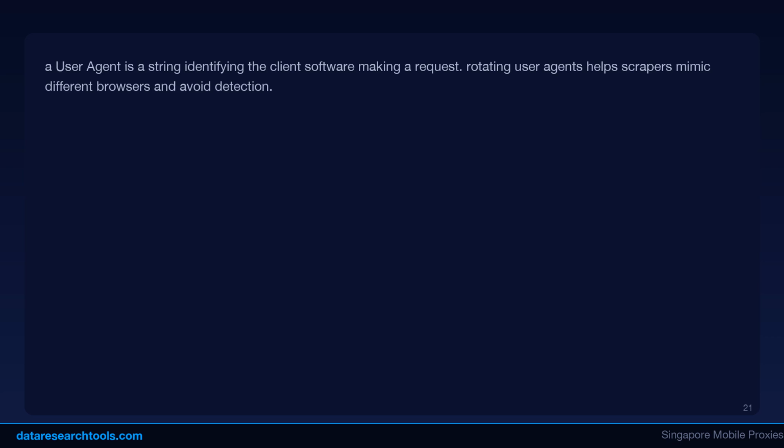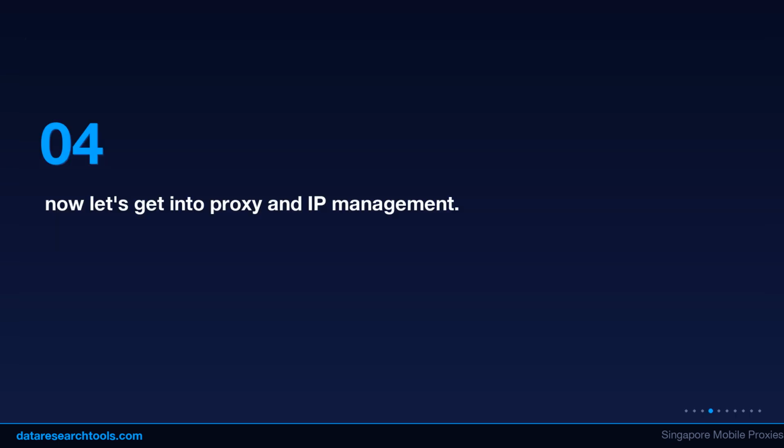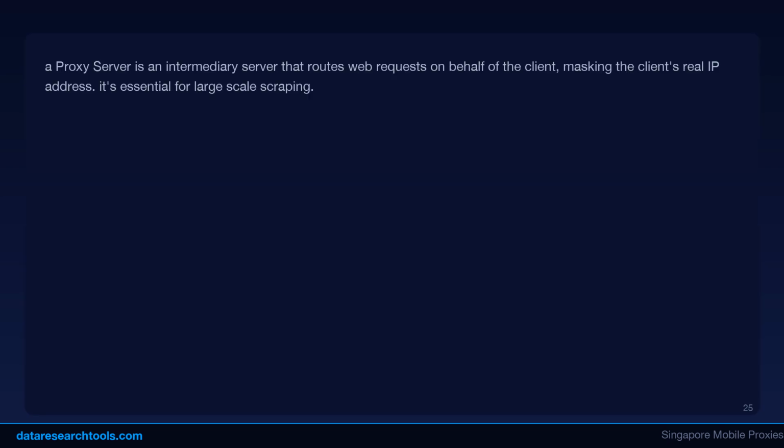Headers are metadata sent with HTTP requests and responses. Important scraping headers include user agent, accept language, referrer, and cookie. A user agent is a string identifying the client software making a request. Rotating user agents help scrapers mimic different browsers and avoid detection. Rate limiting refers to server-side restrictions on the number of requests a client can make within a time window. Exceeding rate limits triggers 429 errors or IP bans. Throttling means intentionally slowing down request frequency to respect server resources and avoid triggering rate limits or bans.